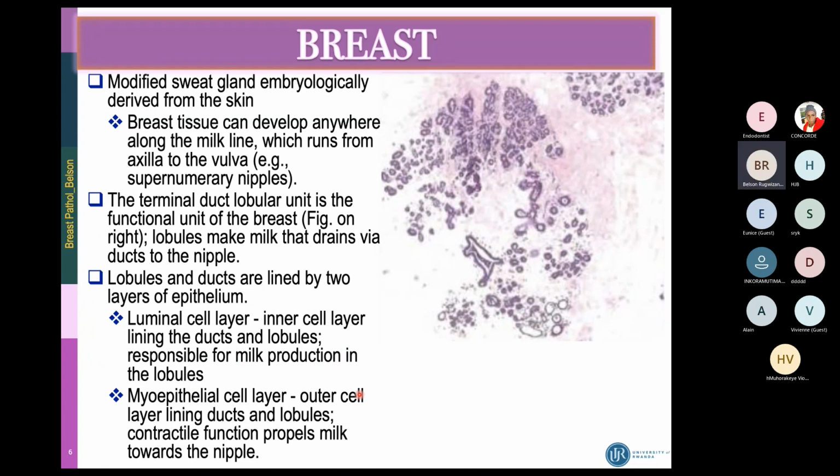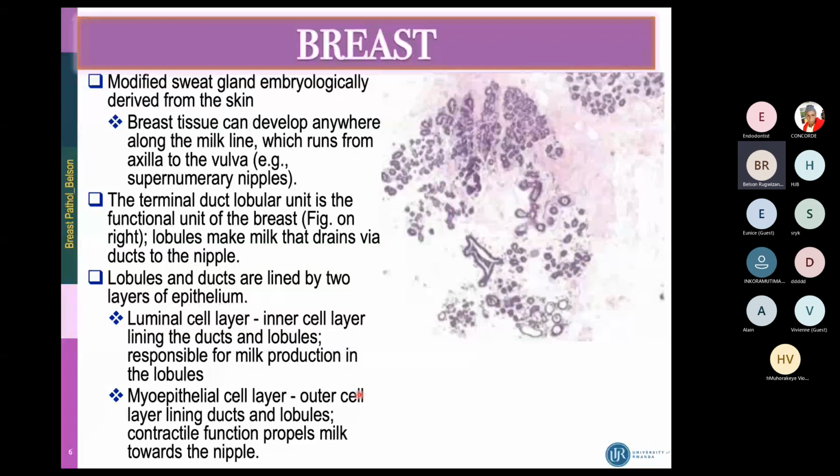I think I mentioned this when we saw prostate. Prostate is also the same. In the glands, we have secretory cells, but behind them we have small cells which are called myoepithelial cells or basal cells. Their role is to contract. When they contract, they propel milk towards the nipple. For the prostate, when they contract, they propel the prostate fluid towards, let's say, the urethra.